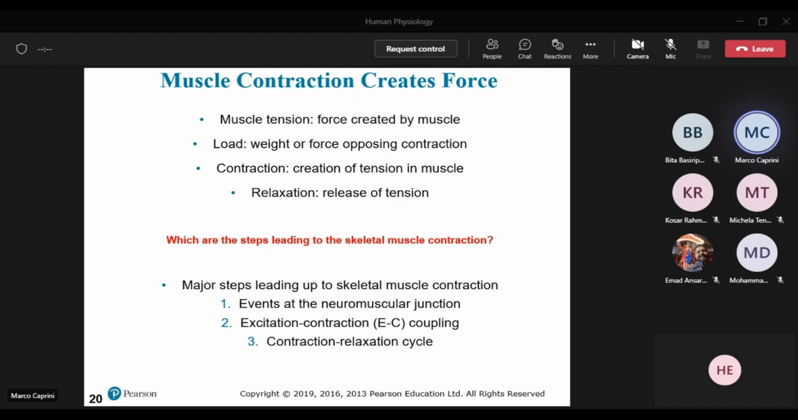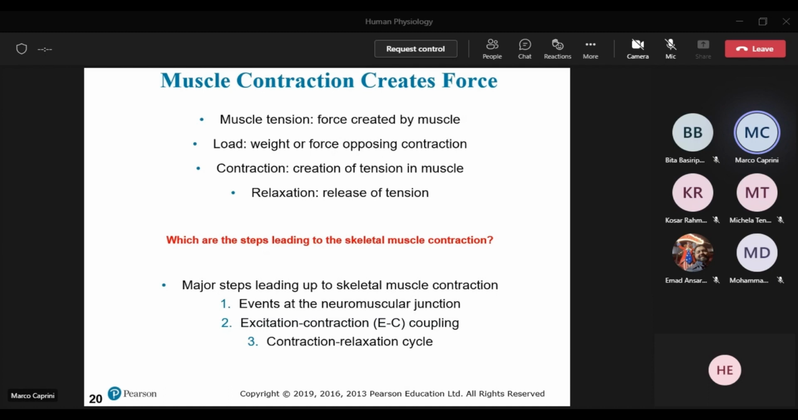It's the force created by the muscle, while the load is a weight or load that opposes the contraction of the muscle. So just a little bit of terminology. The muscle tension is a force created by muscle, while the load is a weight or force opposing the contraction. In this context, the contraction is the creation of tension in the muscle. Instead, the relaxation is the release of tension.